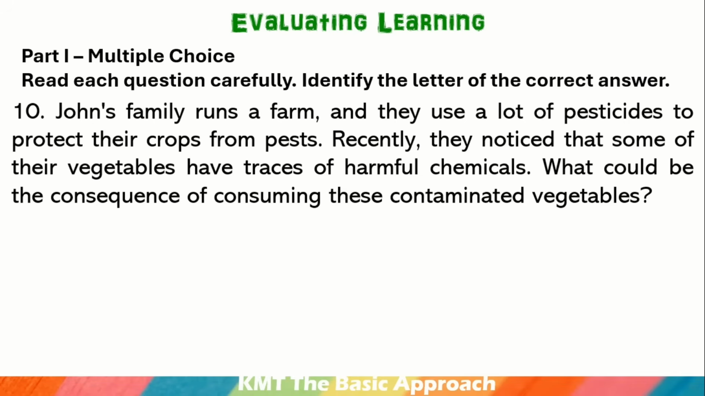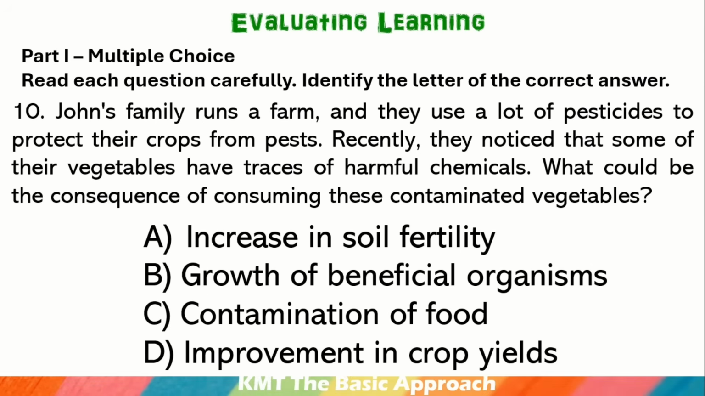Number 10. John's family runs a farm and they use a lot of pesticides to protect their crops from pests. Recently, they noticed that some of their vegetables have traces of harmful chemicals. What could be the consequence of consuming these contaminated vegetables? A. Increase in soil fertility. B. Growth of beneficial organisms. C. Contamination of food. D. Improvement in crop yields. What is the correct answer? Very good! The correct answer is letter C. Contamination of food.